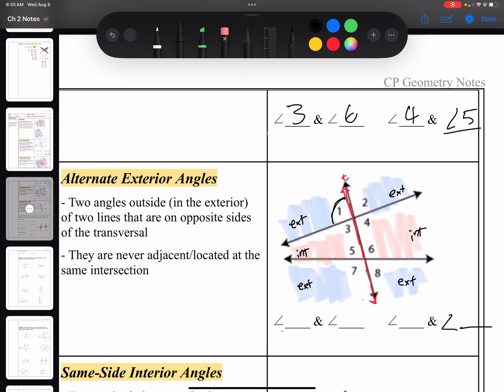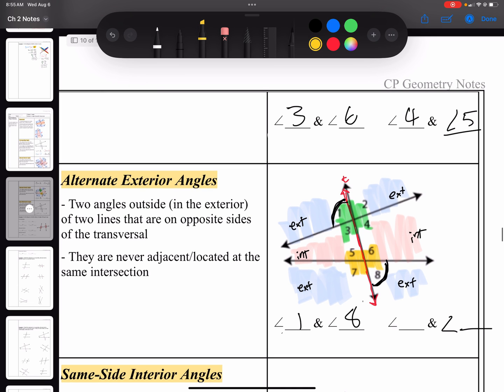So angle 1 is on the exterior and to the left of the transversal. Angle 8 is in the exterior and on the right-hand side. Now remember, it's not 1 and 2. Angle 1 and 2 are a linear pair. It's always 1 from the intersection up here and 1 from the intersection down here. The other alternate exterior angles, well, look, we've got angle 2 that's in the exterior on the right-hand side, and on the left-hand side down here would be 7. So angle 2 and 7 are alternate exterior angles.